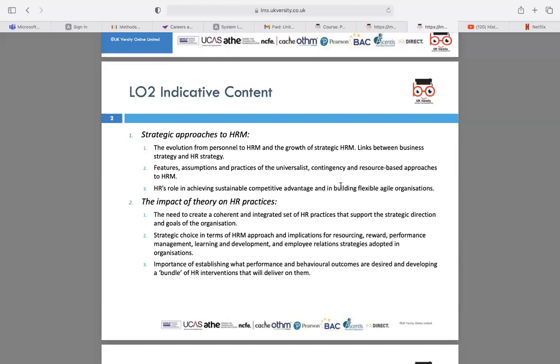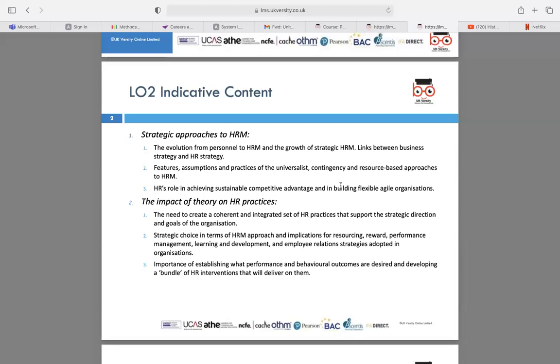Now we're going to go through the features, assumptions, and practices, and also talk about some of the theories that we spoke about yesterday. We spoke about the contingency theory and the resource-based approaches. I'm still going to go through it really quickly with you again, so you get a better idea, because that's going to be used later on through this presentation. We're going to talk about HR's role in achieving sustainable competitive advantage and in building flexible, agile organizations, and then talk about the impact of the theory on HR practices.